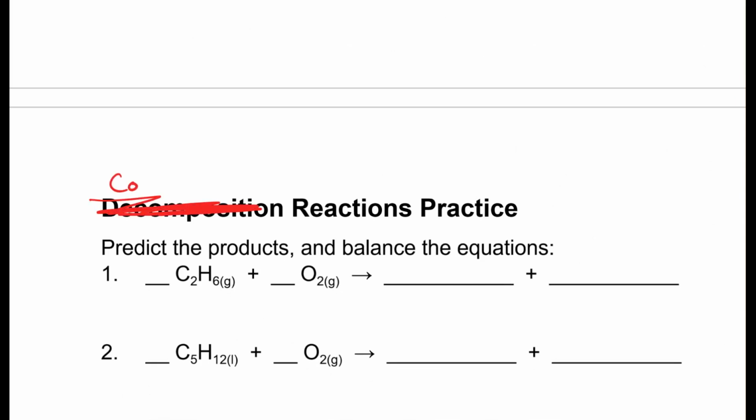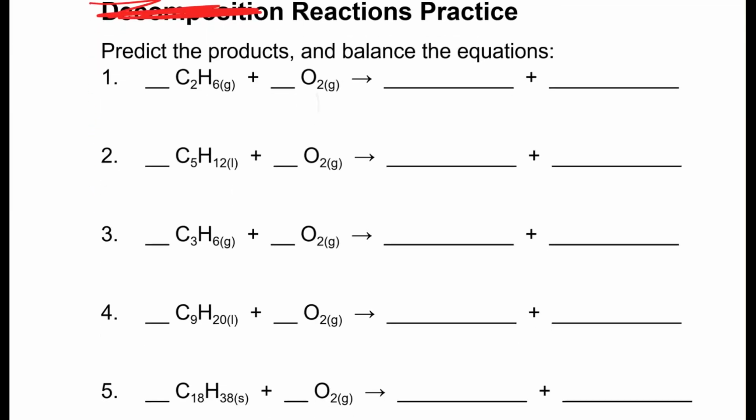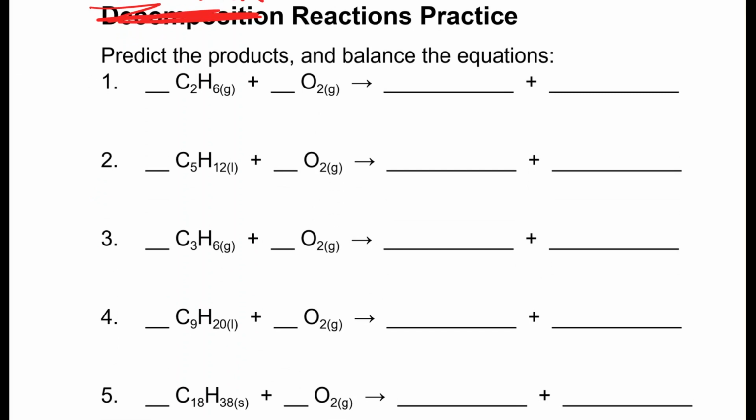Made it. I did it again. Combustion reactions practice. Okay. So here, predict the products. Well, what are the products in a combustion reaction? I should hear a chorus of you guys yelling at your computers right now. Carbon dioxide and water vapor. Okay, so you're going to make carbon dioxide gas and water vapor gas, right? Every time you burn something, hydrocarbon plus oxygen is a combustion reaction.